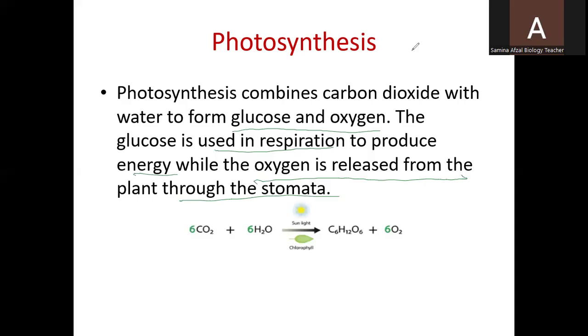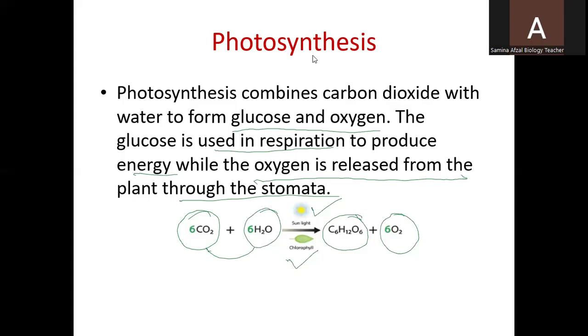If we see its equation, we can see that six molecules of carbon dioxide combine with six molecules of water, which results in the formation of one molecule of glucose and six molecules of oxygen. Sunlight is necessary. Chlorophyll is compulsory, so it takes place in green parts only, because chlorophyll is the pigment that captures the sunlight during the process. You can say it cannot take place without light.